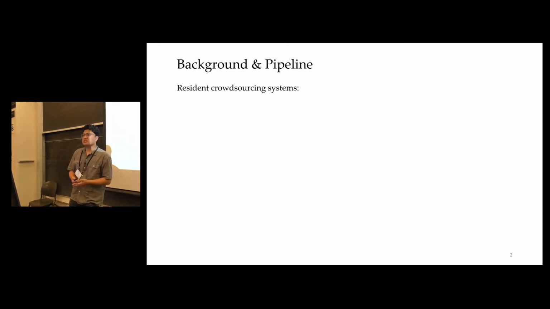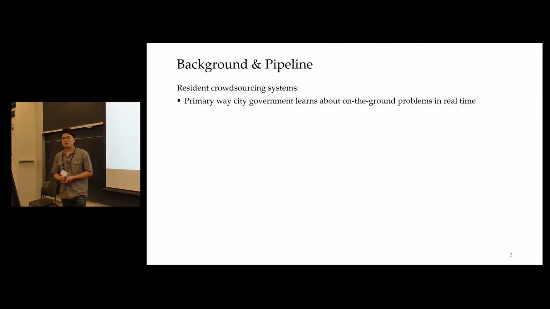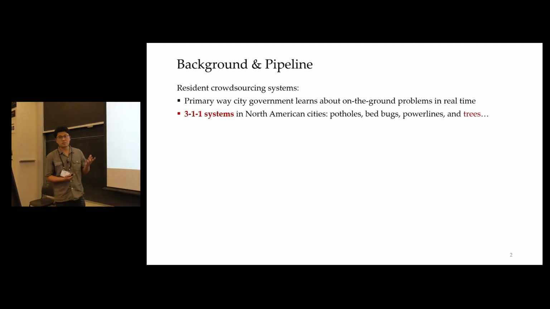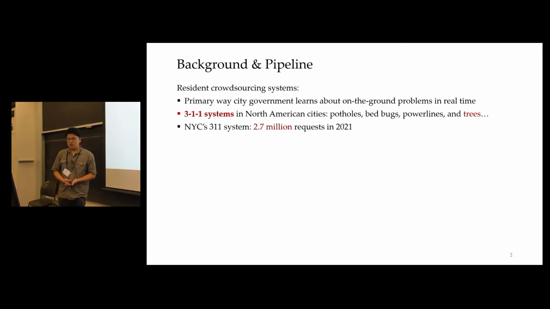In modern cities, what we call resident crowdsourcing systems are heavily relied upon to learn about on-the-ground problems in real time. This includes the 311 systems in North American cities, which is effectively a number you could call to report problems such as potholes, bed bugs, power lines, and in our application, trees. As an example, New York City's 311 system received 2.7 million requests in a year alone.